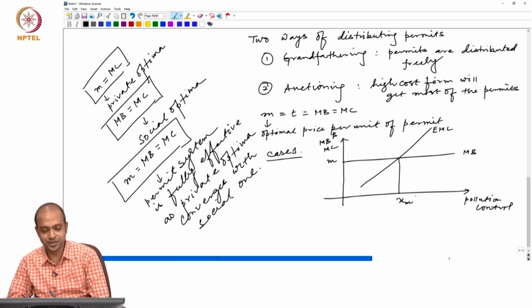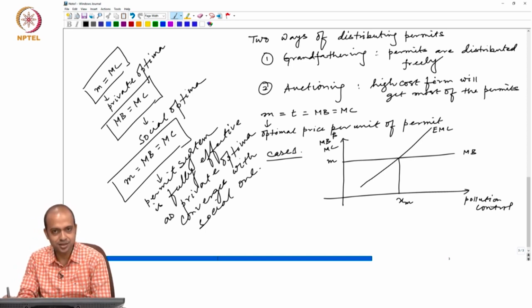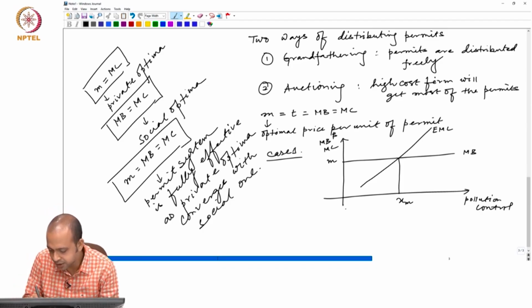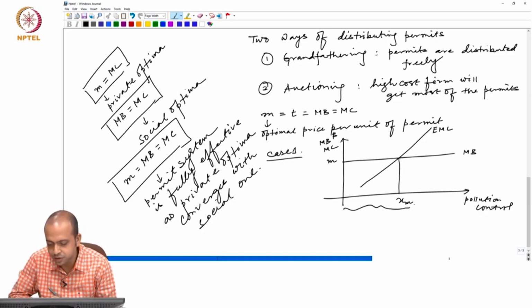and this gives you, let us say, the number of permits. Now, on the x axis we are measuring pollution control. How can I measure the number of permits also on the same axis? Is it possible to measure the number of permits as well as the level of pollution control on the same axis? Yes, it is possible. So, let us say that this is the number of permits.